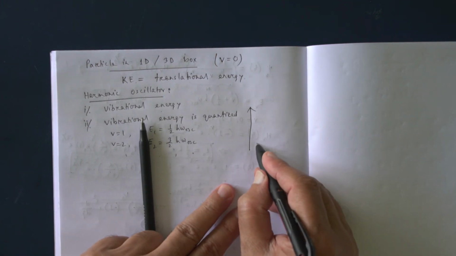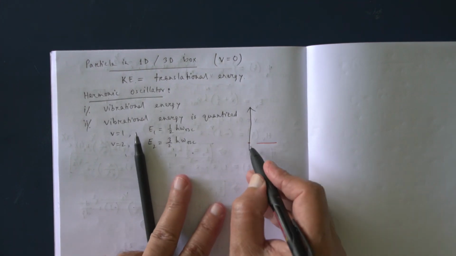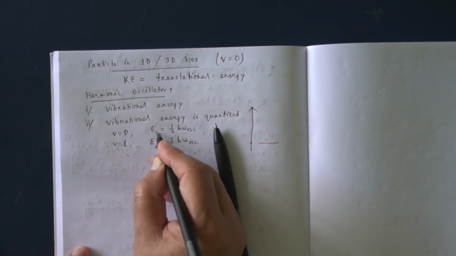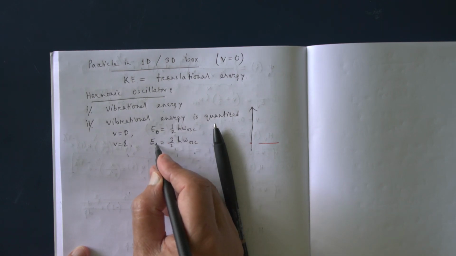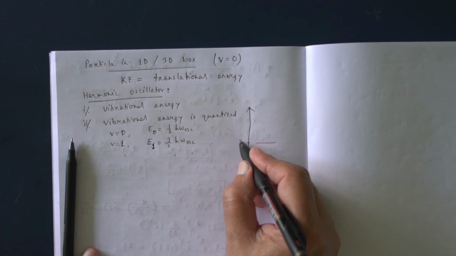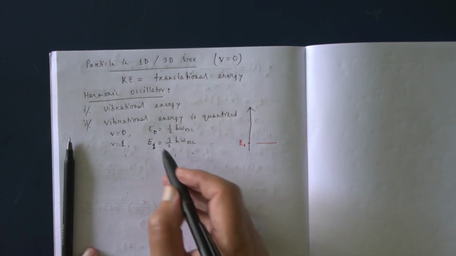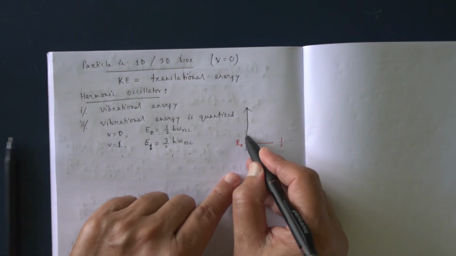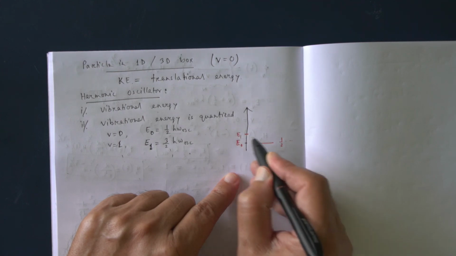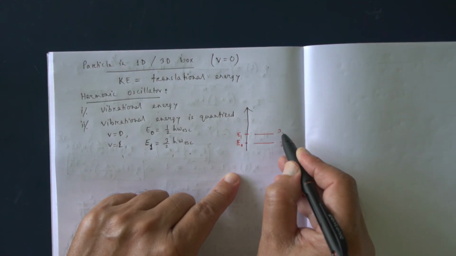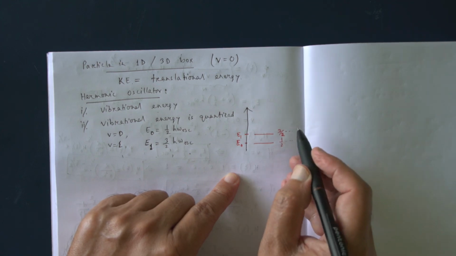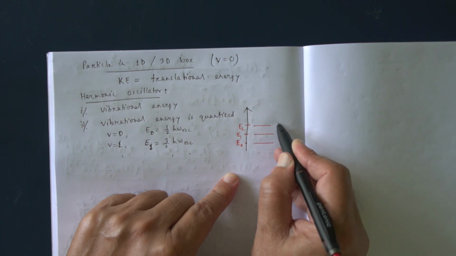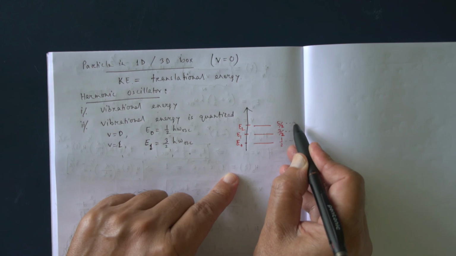Say this is the lowest level, v equal to 0, this is E naught, half into this. Then we have E1, equal to 3/2 into this. Then say E2, we will have 5/2 into this, and so on.